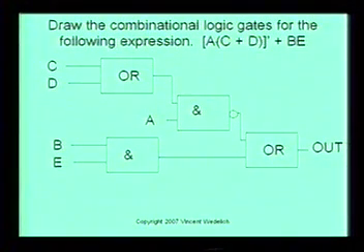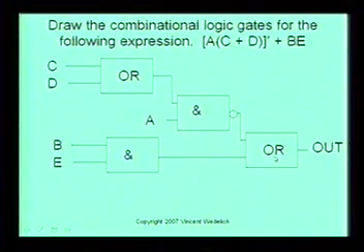Draw the combinational logic gates for the following expression: A ANDed with C, ORed with D, and then this whole expression right here is not. Put a not right on top of it, ORed with B and E. So we'll take this a little at a time. C is ORed with D. And then these two are ANDed together with A. See the results of this OR gate right here is ANDed with A right there. And then this whole thing is inverted. So we put an inversion right there.